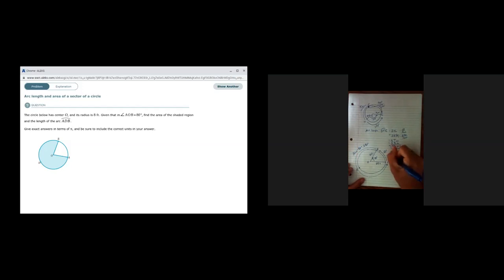All right, since we've been doing arc length, let's just start with arc length. Arc length is 2 pi r times theta divided by 360. We're looking for the arc length of this big guy on the outside, ADB. So 2 times pi times our radius, which is 8 feet, times our degrees, which is 280/360. It says leave our answers in terms of pi and include pi in our units.